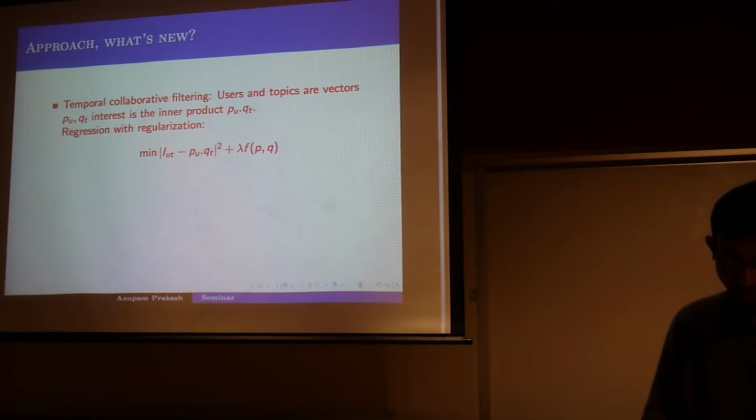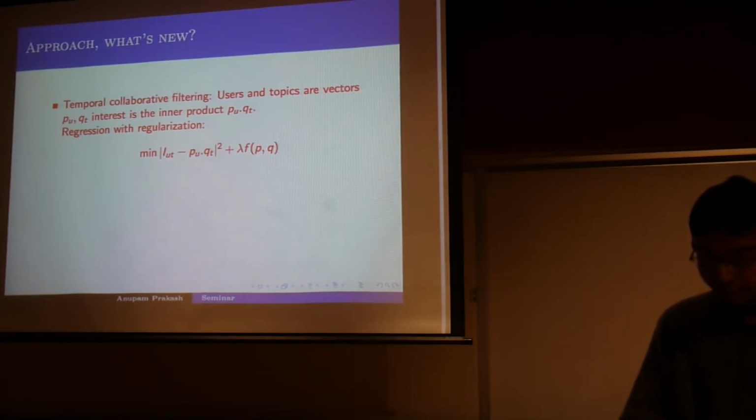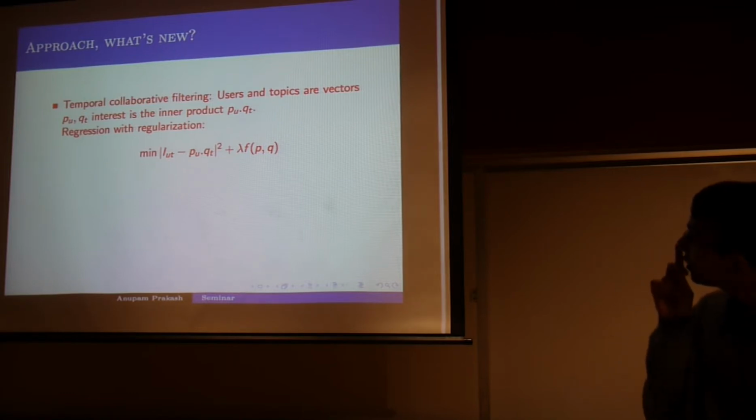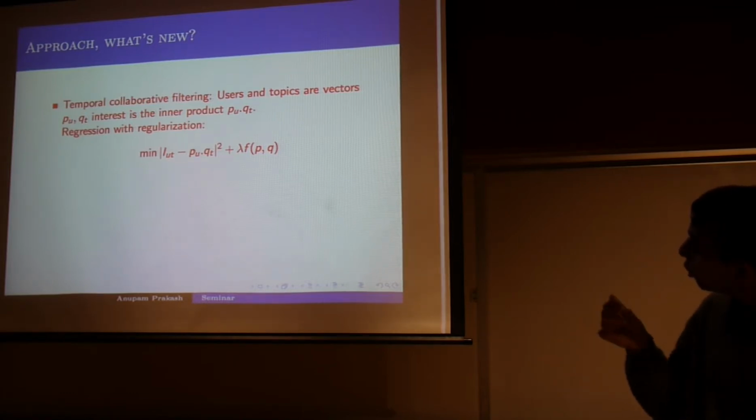It's quite flexible. You want to model users and topics both as vectors in some k-dimensional space, and then you want to quantify the interest of a user in a topic T, and that's essentially your model. You have some regularization, and you want to learn all these P's and Q's.